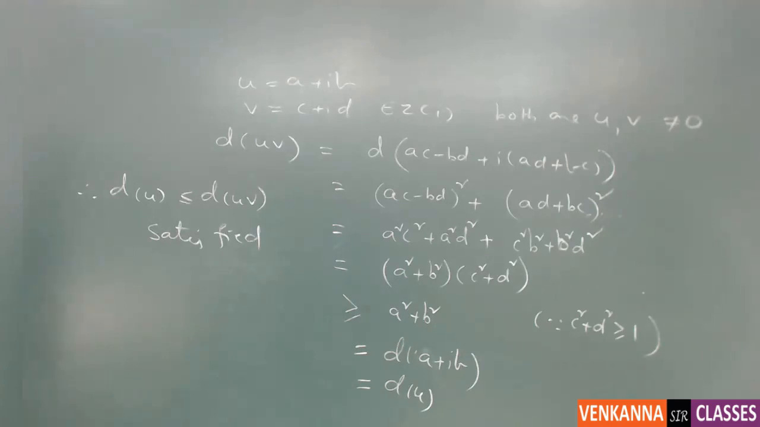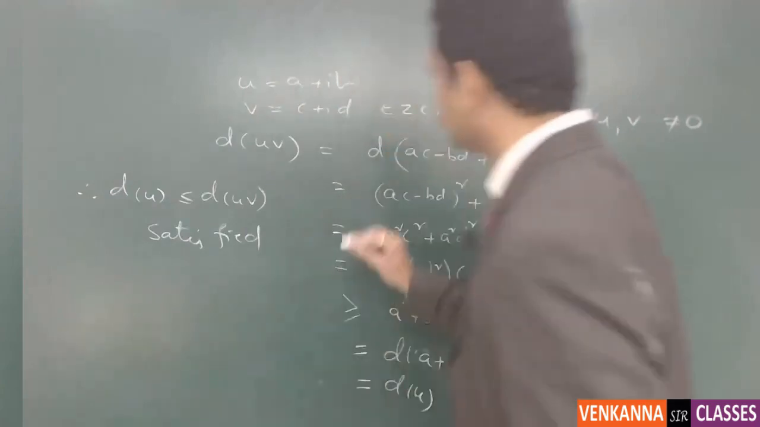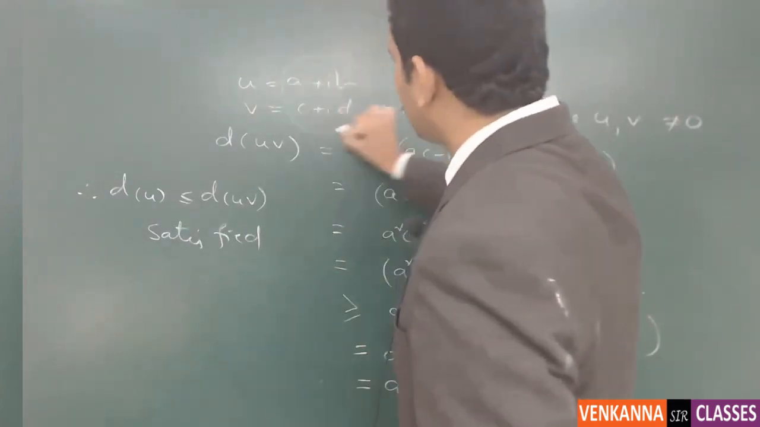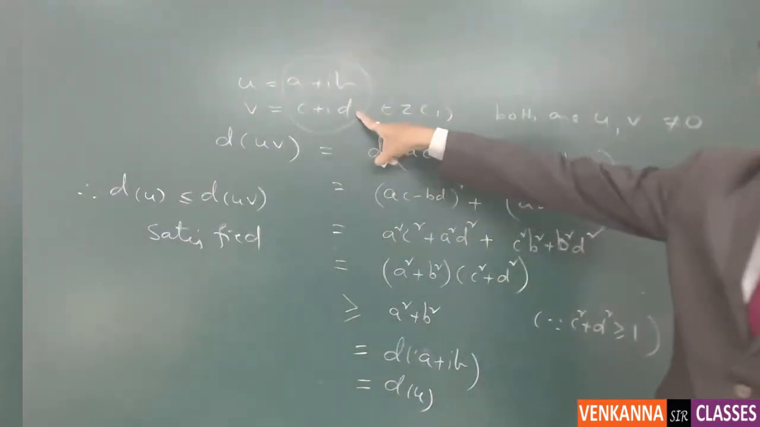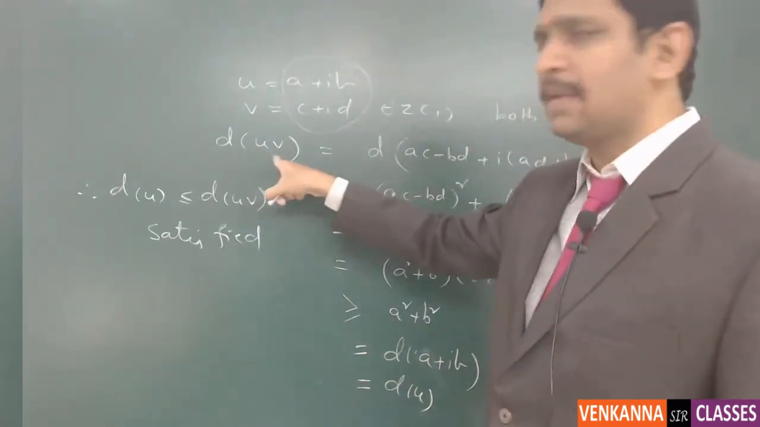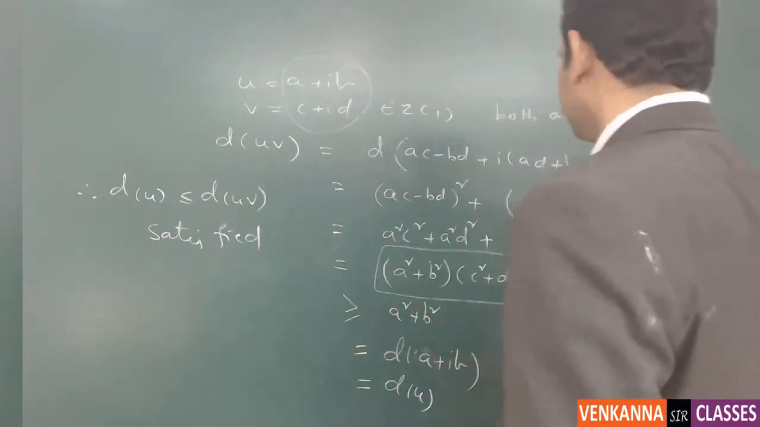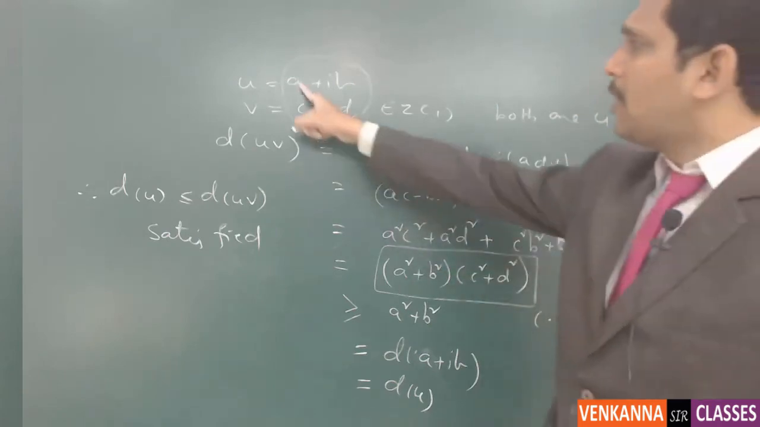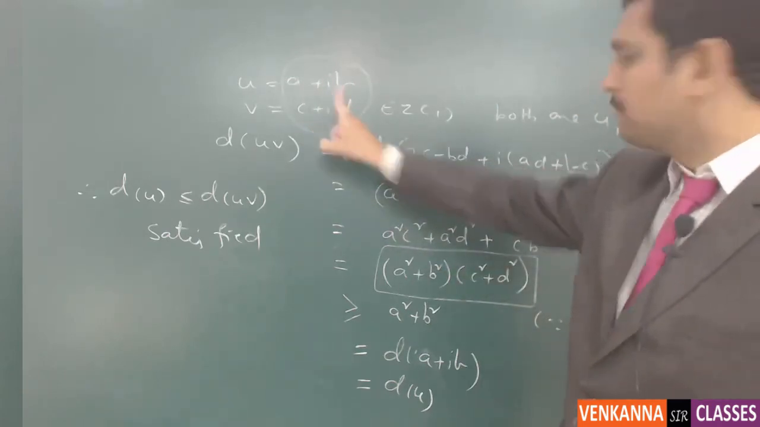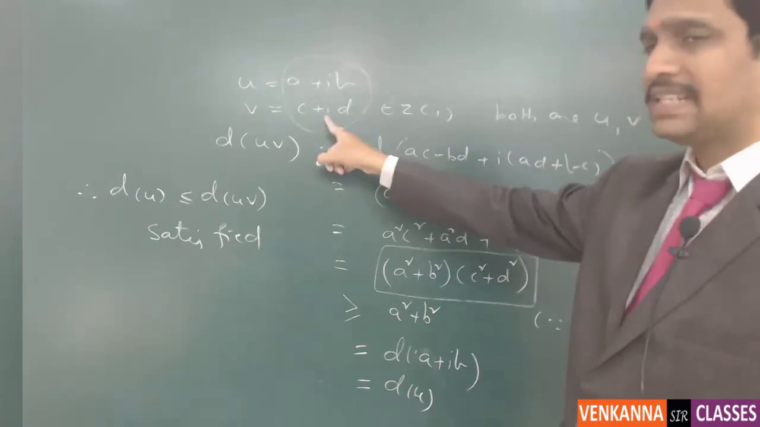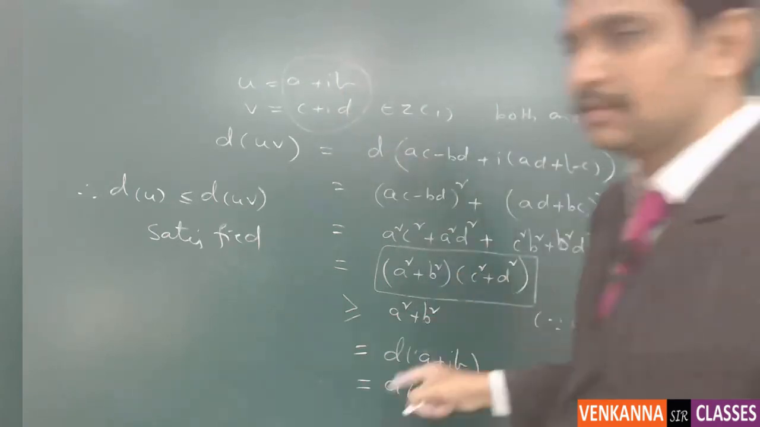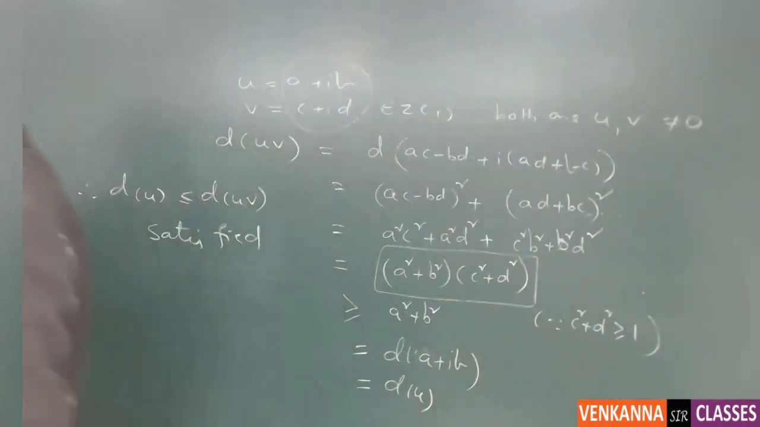Now, you can observe an interesting phenomenon. Whenever you take two values, a + ib and c + id, and consider the product, it comes out as the sum of the squares of the first term's coefficients times the sum of the squares of the second term's coefficients. Did you observe it?